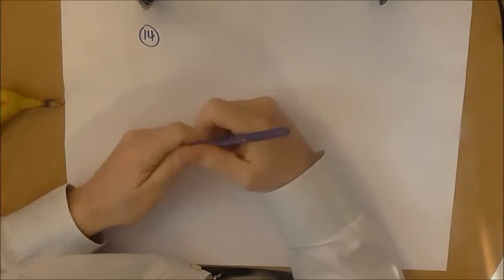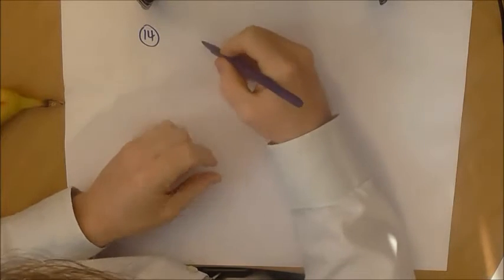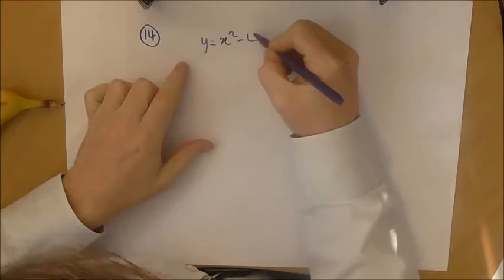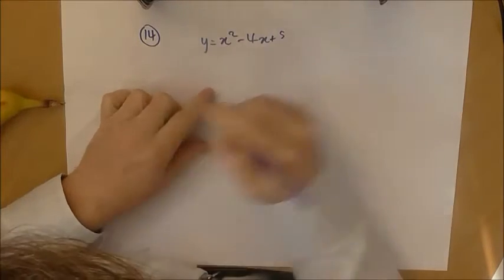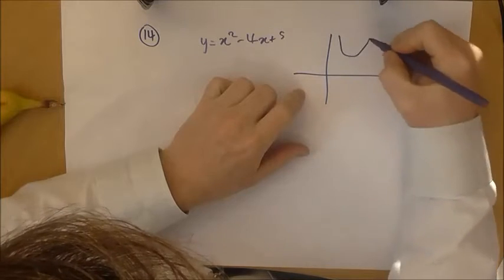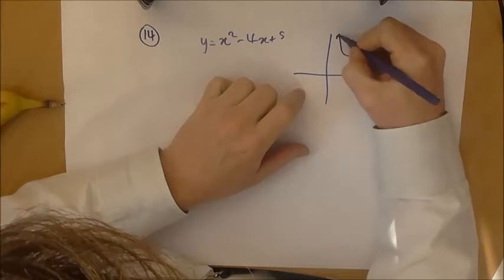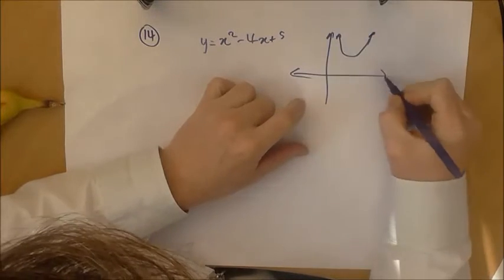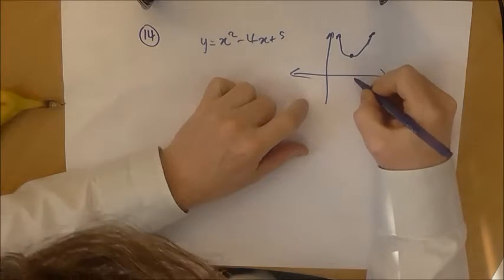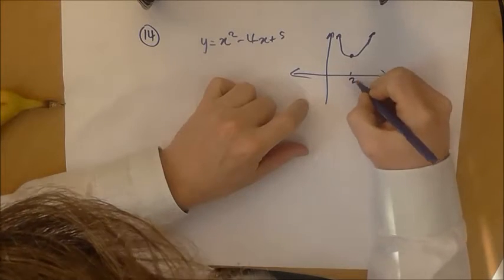Question 14 has this curve. We're given the equation of the curve, y equals x squared minus 4x plus 5. We're actually told the minimum point already. We could work it out with calculus or by completing the square, or a variety of other techniques. But we're told already that it's 2, 1.